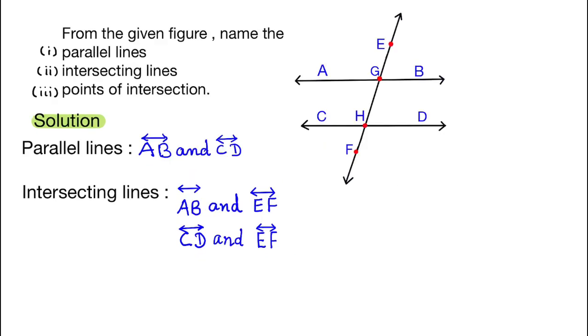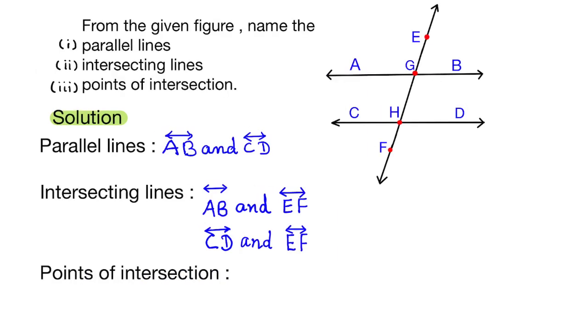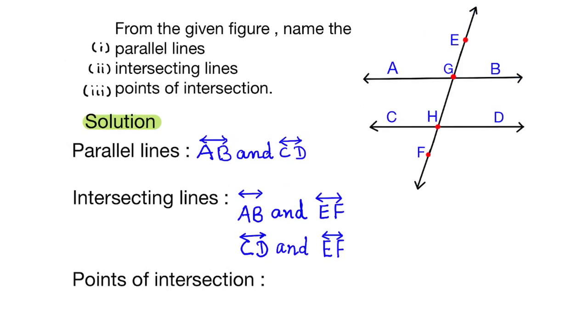Now let us find the points of intersection. The point of intersection of the line AB and the line EF is G, and the point of intersection of the line CD and the line EF is H. Hence, the points of intersection are G and H.